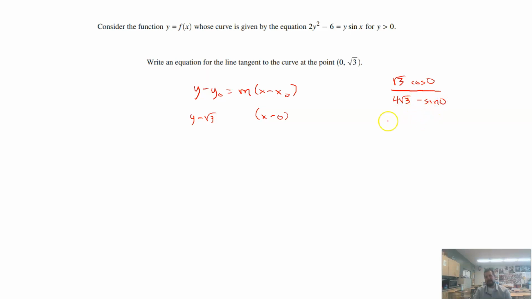Now, technically, you could just plug that in right there for m. That is correct. If you want to simplify it down, the cosine of 0 is 1, the sine of 0 is 0, and then these square root of 3's are going to cancel out. So what I really have is y minus the square root of 3 is equal to 1/4 times x minus 0, or just times x. There's your equation for your tangent line. They didn't even ask us to do anything with it. They just asked us to write the equation of the tangent line.